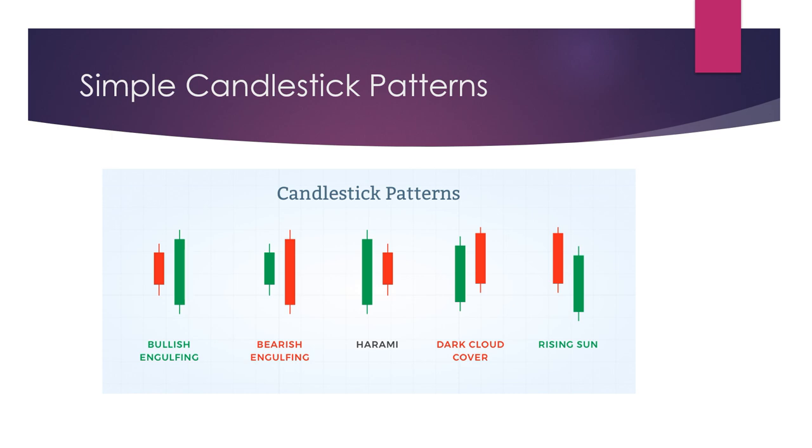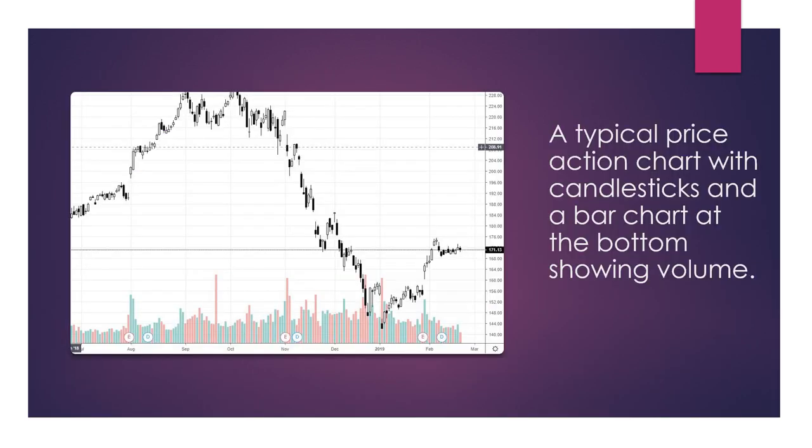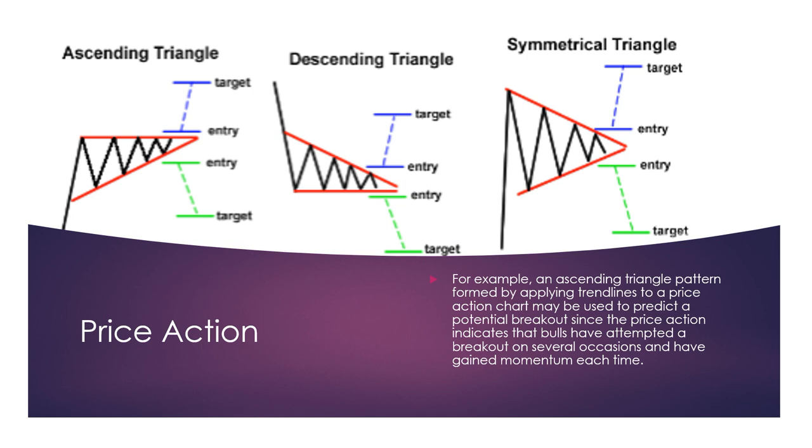When you're trading candlesticks, there are certain patterns: bullish engulfing, bearish engulfing, harami. These are patterns or facial actions, things that you can see in your partner's face. That smile, the eyes lit up. The typical price action chart has candlesticks and bar charts at the bottom showing volume. But we can interpret price action by looking for patterns and what we call chart patterns.